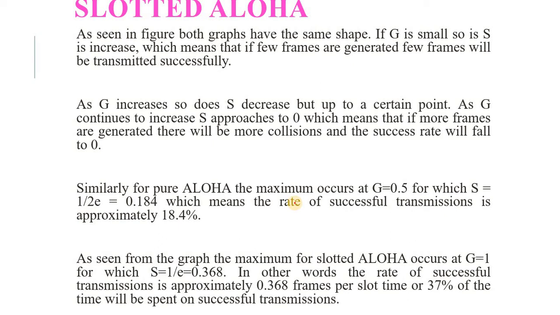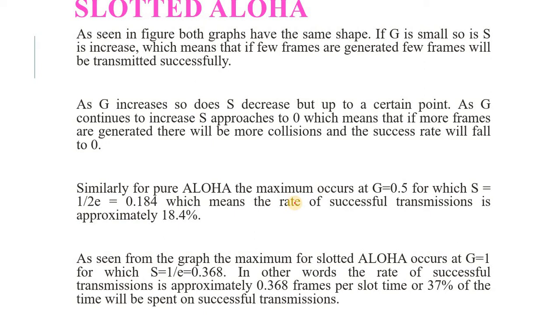Similarly, for pure ALOHA, the maximum occurs at G equals 0.5. In pure ALOHA, the maximum efficiency is when there are only 2 nodes in the communication channel, and the efficiency is 1 by 2e, which means that the rate of successful transmission is approximately 18.4%.